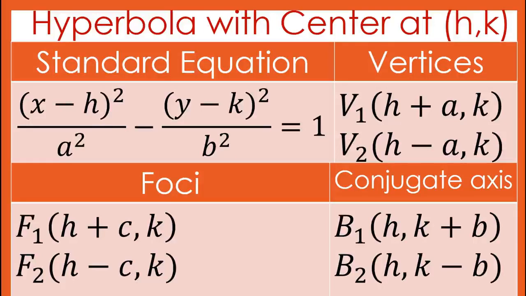Okay? And for the conjugate axis, the endpoints are located at (h, k plus b) and (h, k minus b). So, the length of the semi-conjugate axis will be added to and subtracted from the ordinate of the center of our hyperbola to determine the location of the endpoints of the conjugate axis. Okay?